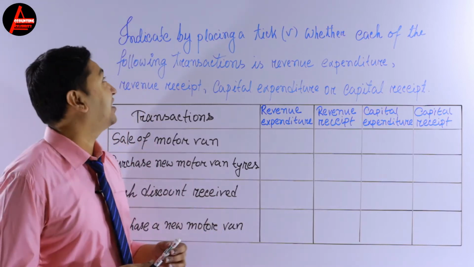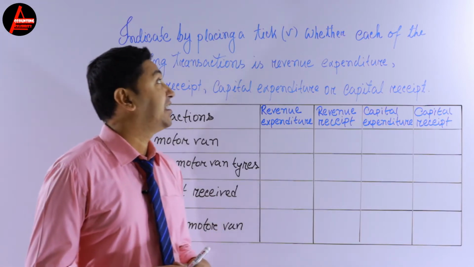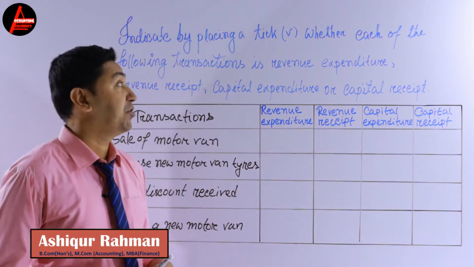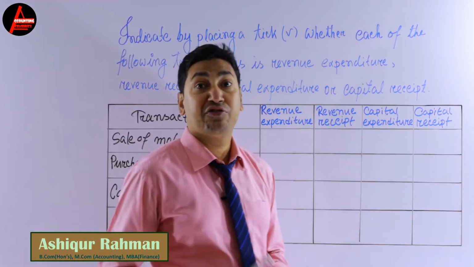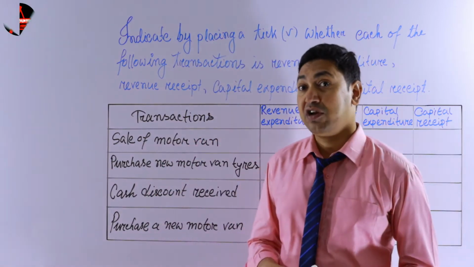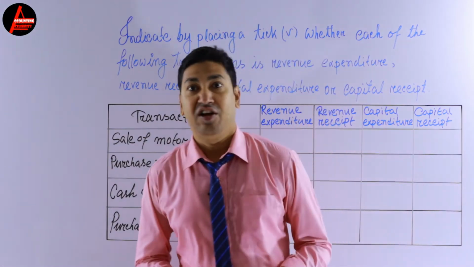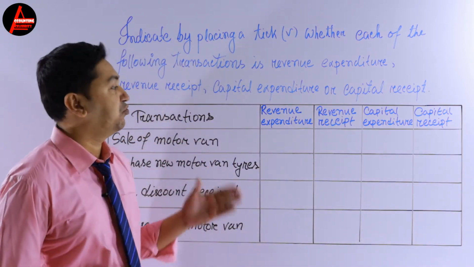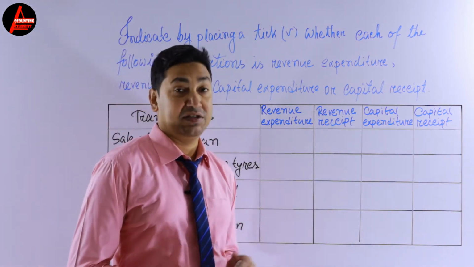Okay, look at the question here. Indicate by placing a tick whether each of the following transactions is revenue expenditure, revenue receipt, capital expenditure or capital receipt. Okay, so these are the transactions given in the question. We need to tick in the right place.